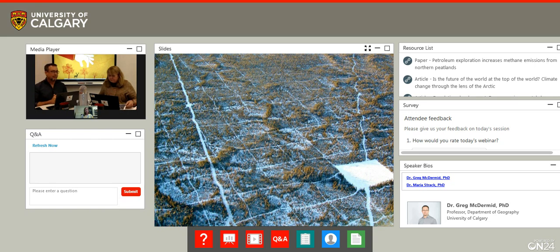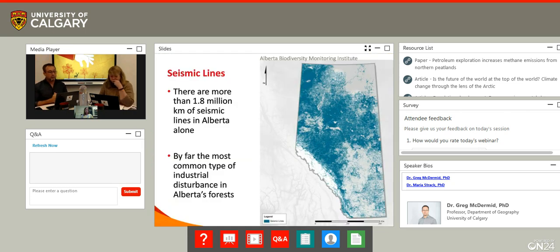In some cases, this density can exceed 10 kilometers of line per square kilometer of forest. So they're spaced less than 100 meters apart in some cases. And there's a lot of seismic lines in the province.